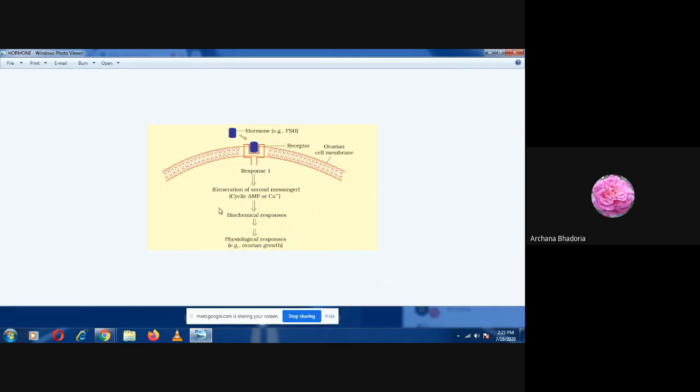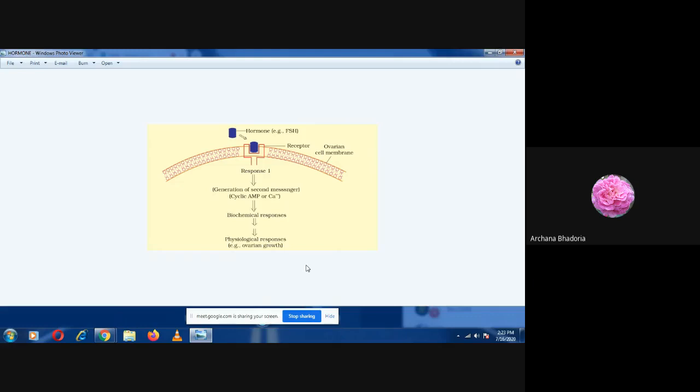Anyone? What is this figure explaining? This figure is in the textbook also. You'll have seen. So Neha was there in the class yesterday. She can tell me that this figure is explaining what? Protein hormone. Protein hormone mechanism.